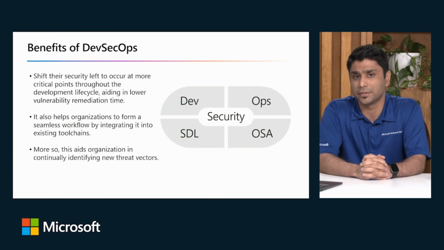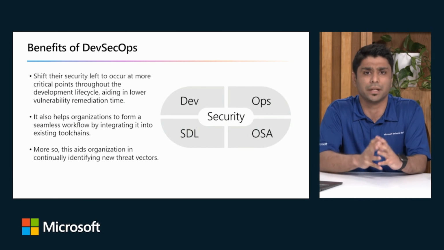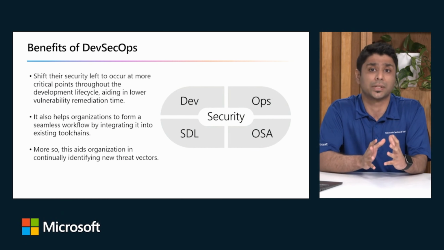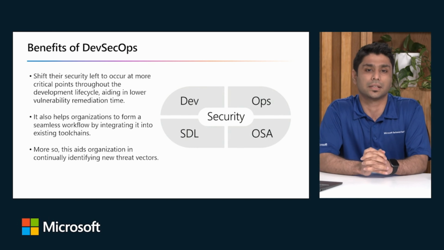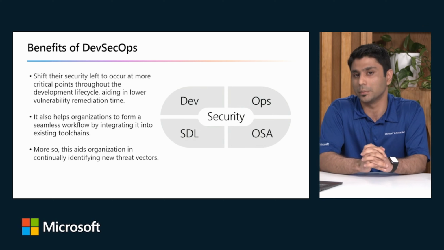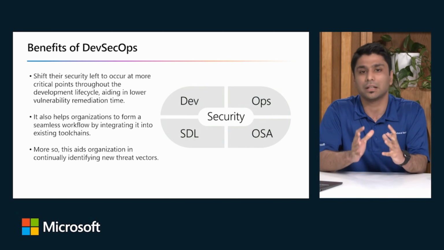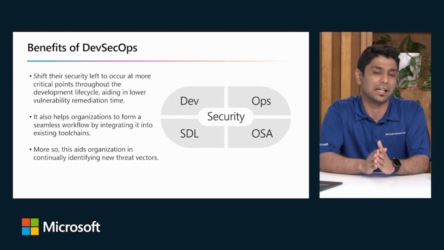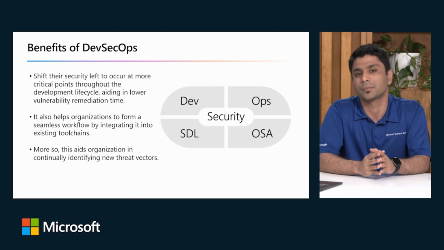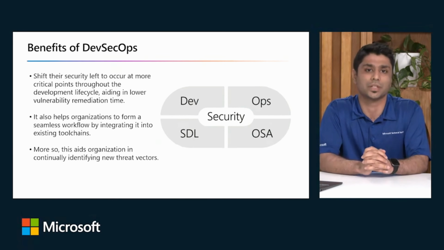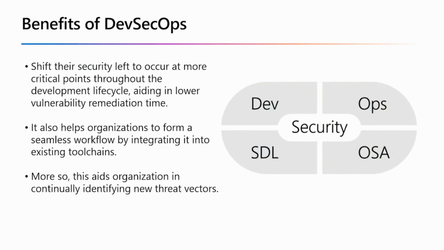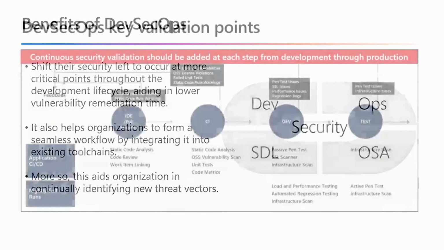Organizations that adopt DevSecOps can expect to get great benefits. They can shift their security left to occur at more critical points through the development lifecycle and get a low vulnerability remediation time. We'll explain a lot about shifting security left in detail in Module 3. It forms a seamless workflow by integrating it into existing tool chains. It also continues to identify new threat vectors.